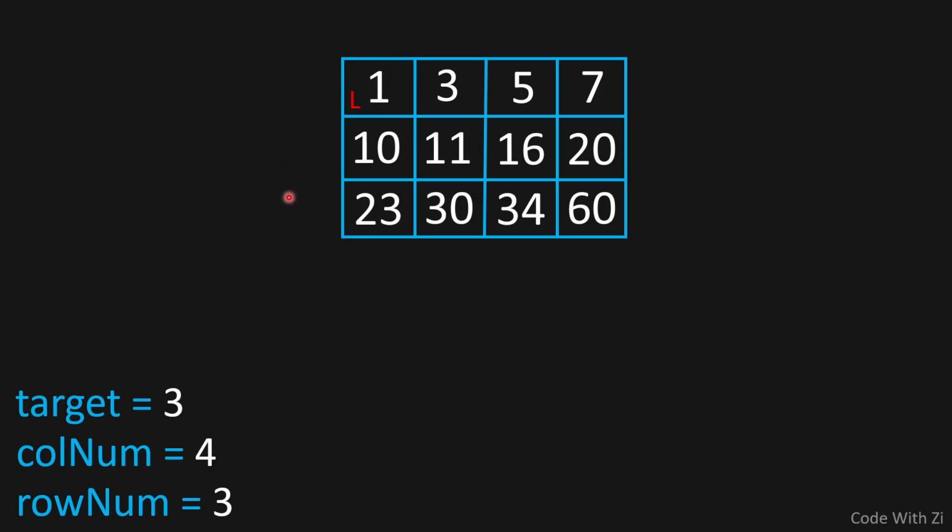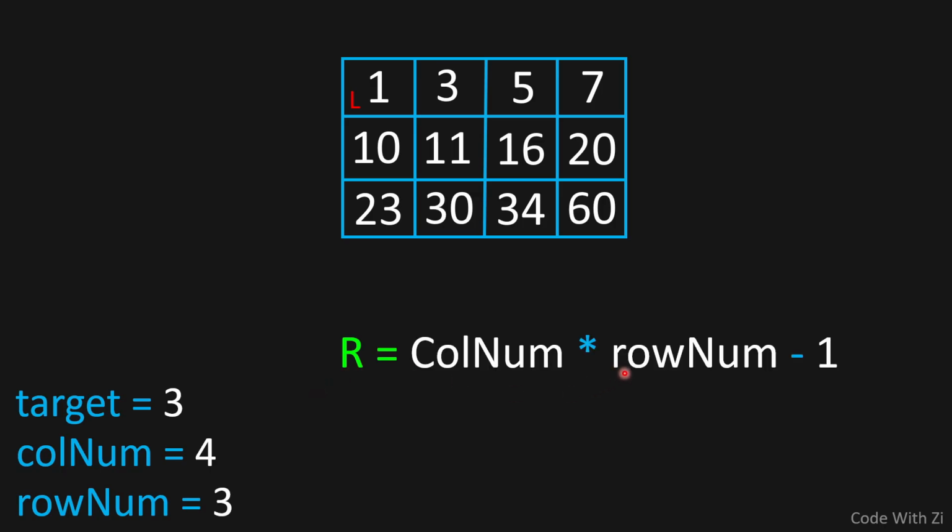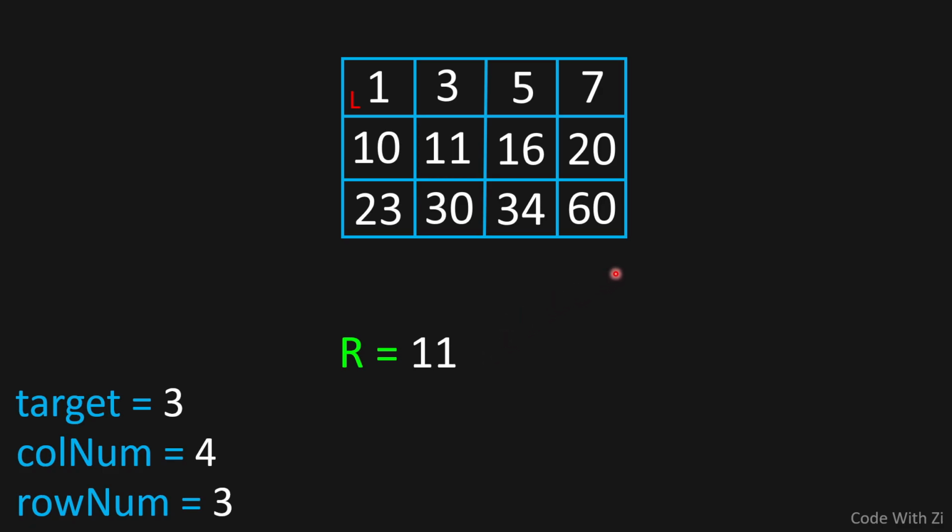And then we also need another variable, and that's called right. And right is equal to the index of the last element inside of our array when we apply binary search. To get that, we're going to say column number multiplied by row number minus 1. And that's going to give us the index of the last element inside of our matrix. So column number is 4 and row number is 3. 4 multiplied by 3, that's going to give us 12. 12 minus 1, that's going to give us 11. And would you look at that? 11 is the index of this number that we have here. So right is going to be pointing to this number that we have here.